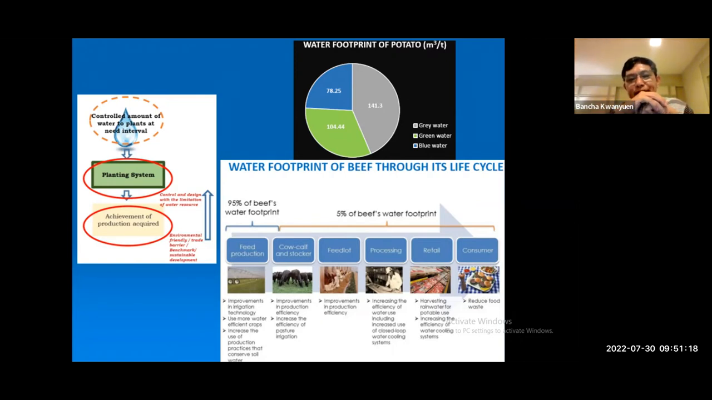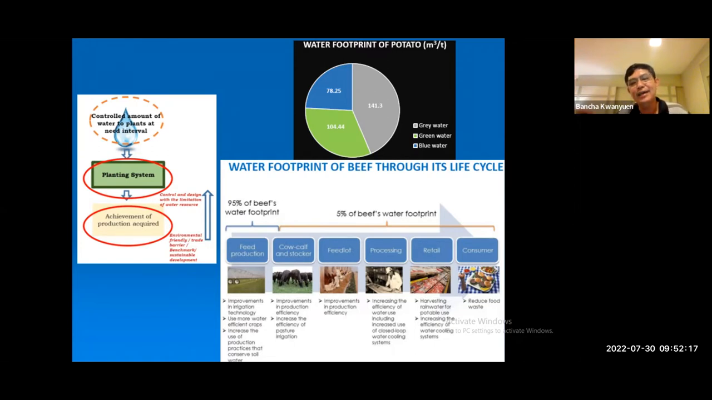The other one is beef. The water footprint for beef is more complicated, because you need feed production. You need cow and stock, a feedlot, processing, retail, and consumption. So you have to grow a crop first, then use the crop to feed the animal, and the animal itself needs farm management. After that you have processing, retailing, and customers. This is a longer chain compared to the water footprint of potato. So if you consume something like meat, you need more water per kilo or per ton, many times more than for crops.